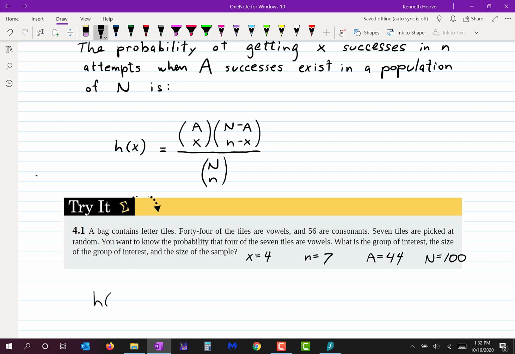So we would write h of 4 equals 44, choose 4, times 100 minus 44, choose 7 minus 4, divided by 100, choose 7. All right, and then it's just a matter of doing those calculations. 44, choose 4 is 135,751. Okay, 56, choose 3, is 27,720.